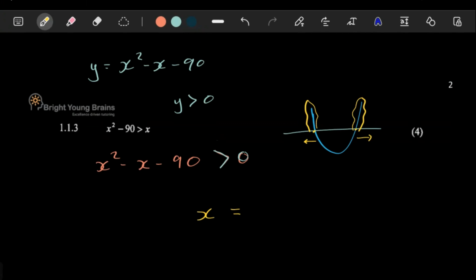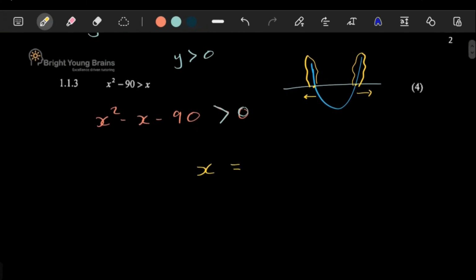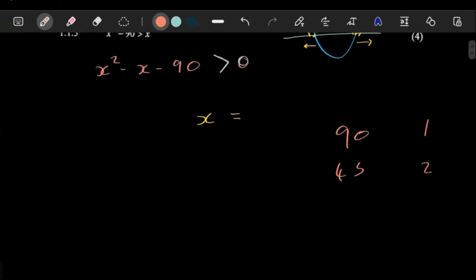So let's just think. Factors of 90 that give us a 1. It feels like we're going to check forever, but let's just try. 90 and 1 don't give us a 1. 45 and 2 don't give us a 1, because we said you should get factors of 90 that give you the number here. Does 3 go in? Yes, but 3 and 30 doesn't work. Does 4 go into 90? No. 5? 90 divided by 5 is 18. Nope, doesn't work.